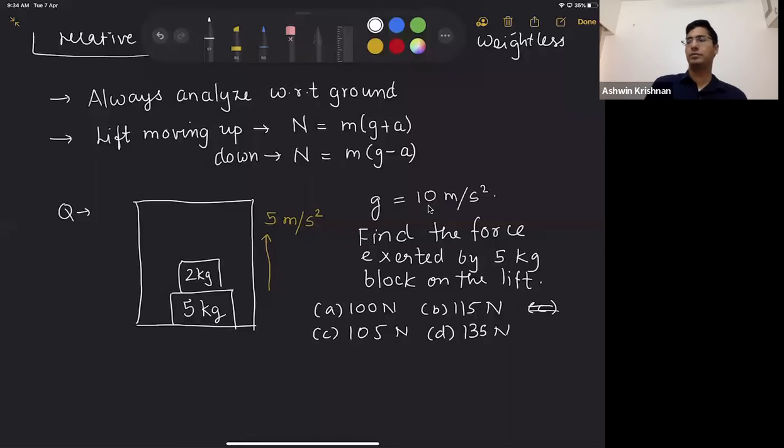Okay. I can see around 25 answers. Okay. All right. I'm going to end the poll. 65 people have answered. Majority answers seem to be C. Let's see how to analyze this.